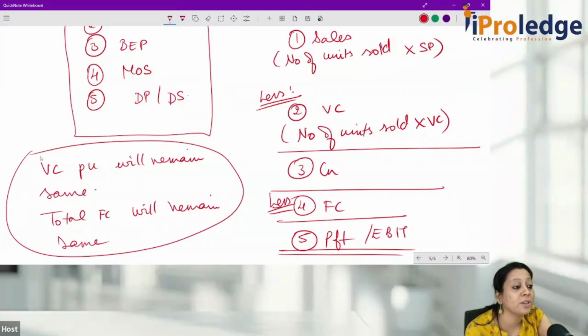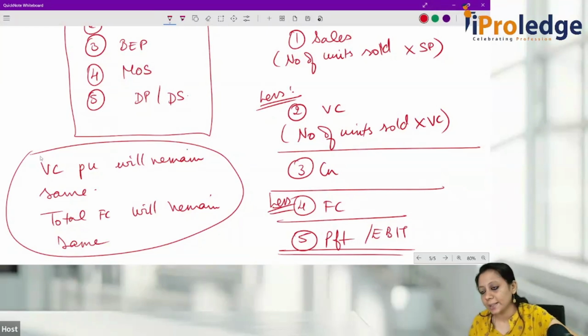What is our definition? It does not change with the level or volume of output. WDV, ma'am, it is changing. How are you calling depreciation a fixed cost? It is not changing with respect to the level or volume of output. However many coffees I sell, depreciation will not change. So that is the thing.